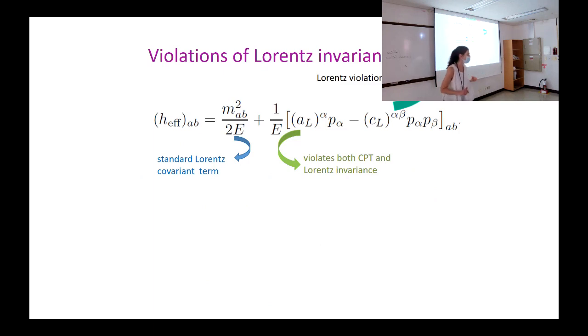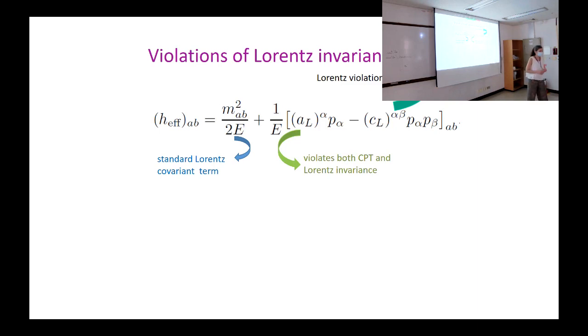And as a rule of thumb, if you keep adding Lorentz indices, if you have an odd number of Lorentz indices, you violate both CPT and Lorentz invariance. If you have an even number of Lorentz indices, you violate only Lorentz invariance.